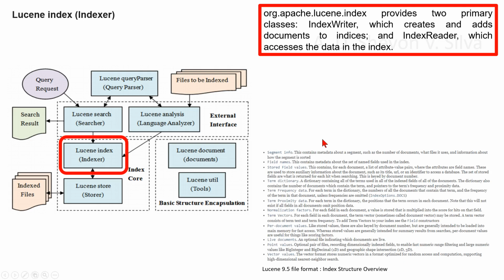Here you can see a Lucene 9.5 file format. Here is the index structure overview in the Lucene 9.5 file format. Each segment index maintains the following. Segment info: this contains metadata about a segment, which has the same number of documents, what files it uses, and information about how the segment is stored.